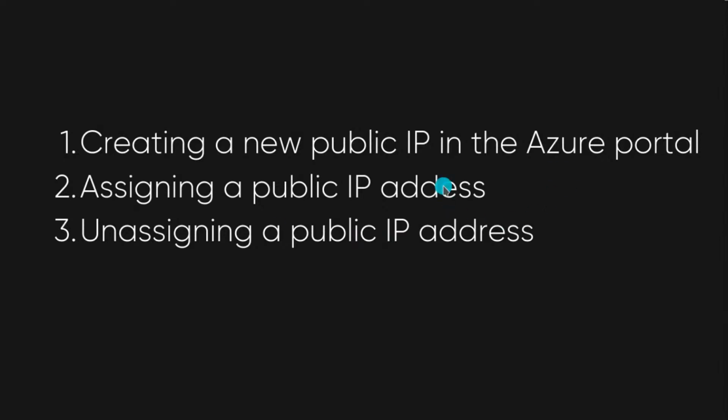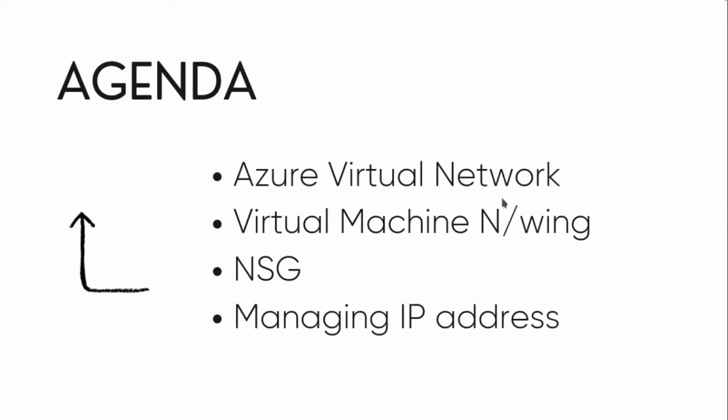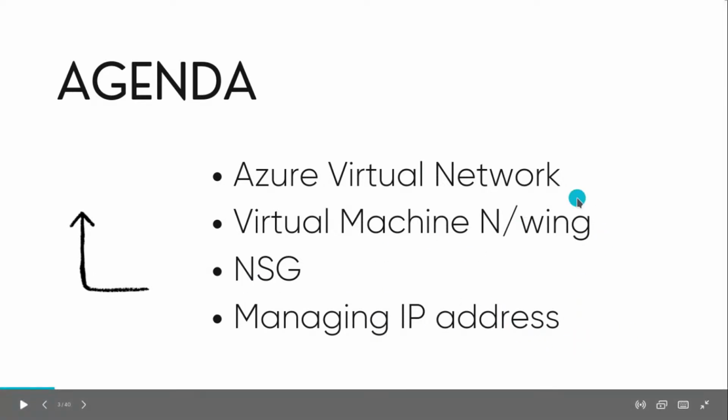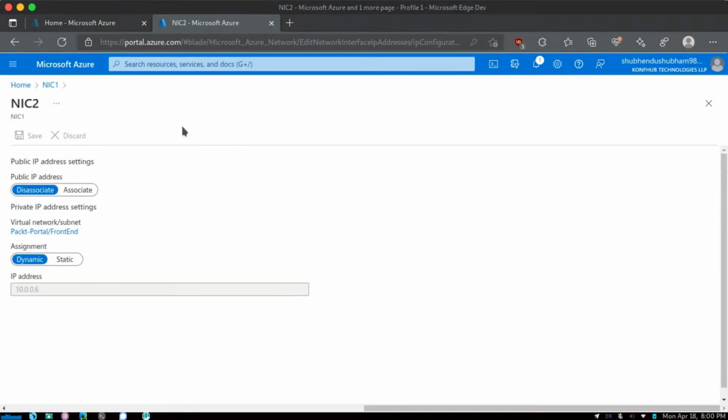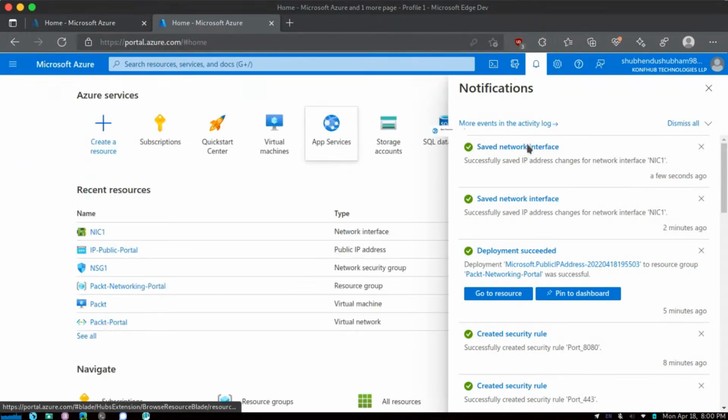So now the public IP will be unassigned from our resource. So these were those things. Let's go through the slide first, and see what we did. We created a virtual network, and inside the virtual network, we learned virtual machine networking, and we created network security groups, and we managed IP addresses among those things. So it will be already associated. If we go here and check our notification tab, it's already done, so perfect.